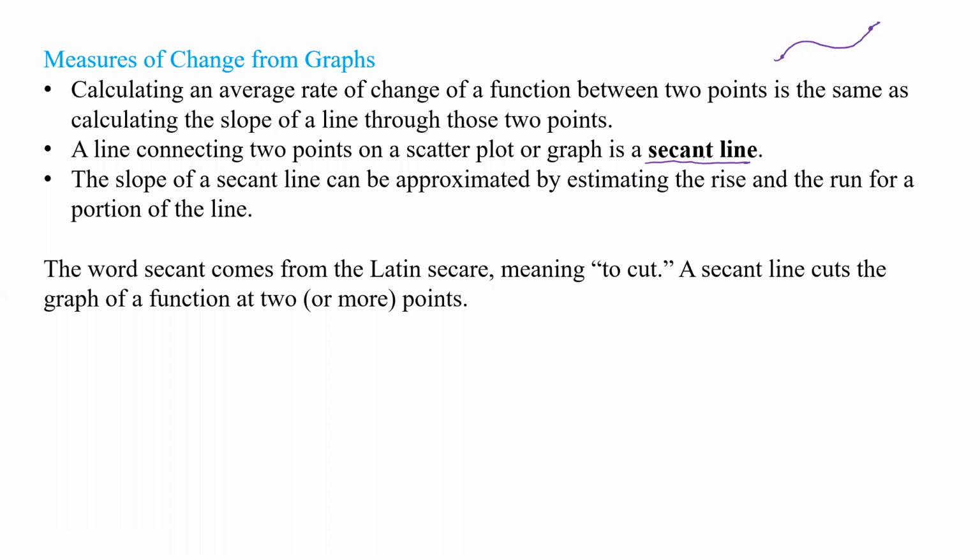Now the slope of a secant line can be approximated by estimating the rise and the run for a portion of the line. Just for history's sake, the word secant comes from Latin secare, meaning to cut. And so the secant line cuts the graph of a function at two or more points, depending on how it is. So what we're going to have to do is draw a secant line. They might give us a graph and say draw a secant line from this point to that point, and you basically just draw that line. Okay, not very good, but you draw it.